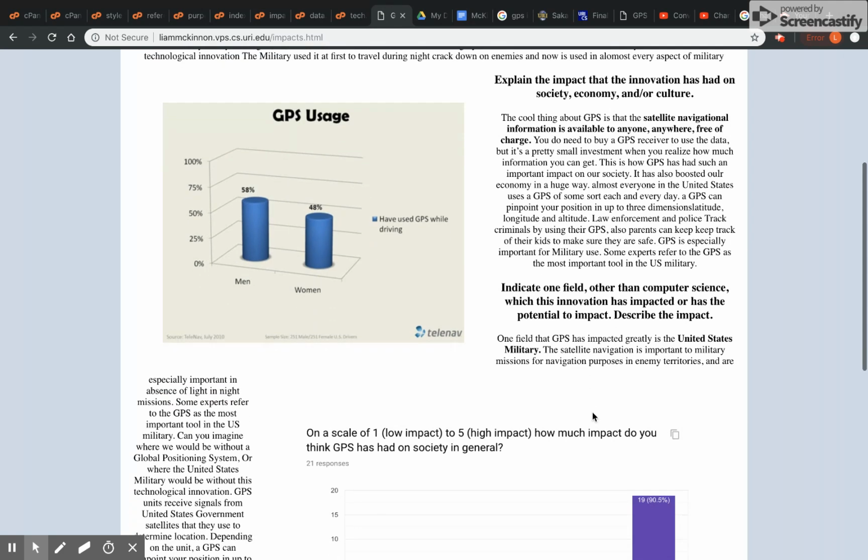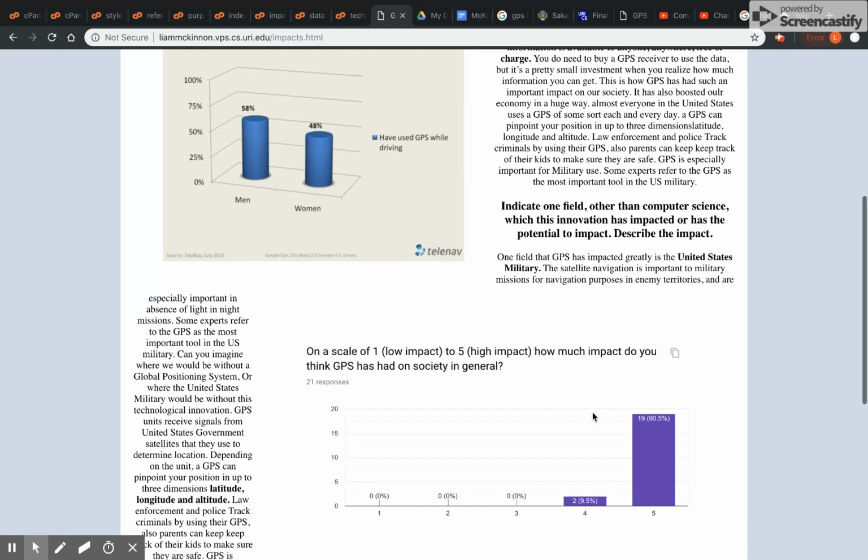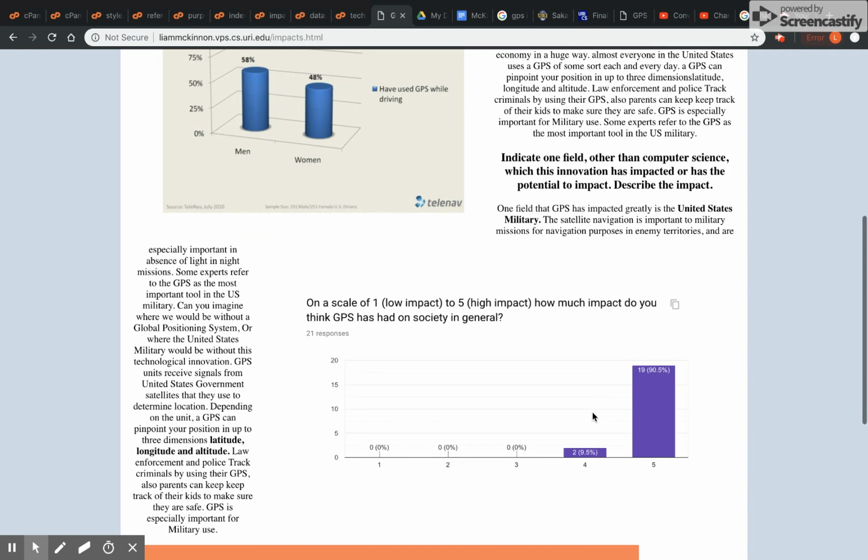And indicate one field other than computer science which this innovation has impacted or has the potential to impact. I chose to talk about the military just because GPS is so important to them, and if they can really do anything.